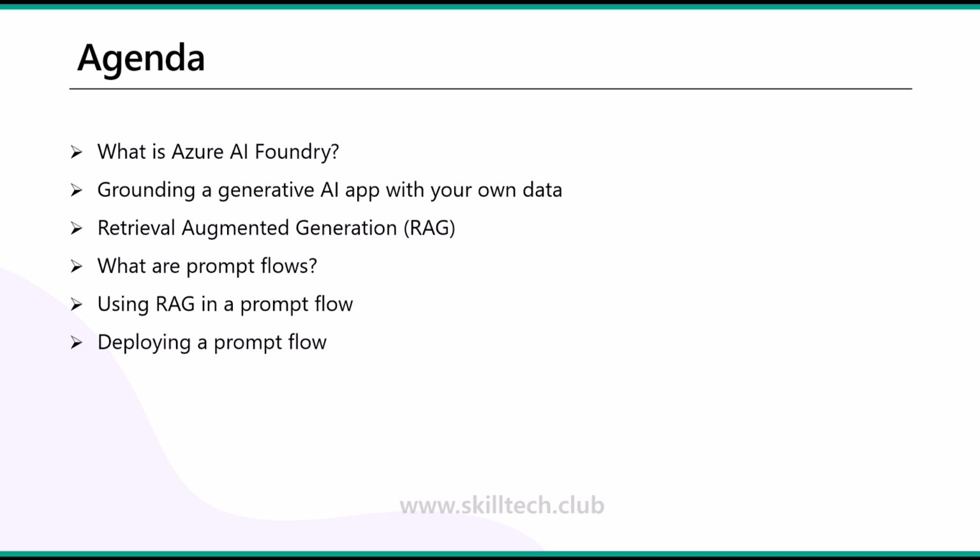After this, we will understand another important topic of Azure AI Foundry, which is known as prompt flows. Basically, these are workflows which are created with the help of your prompt-based logic. And after this, we are going to use retrieval augmented generation in prompt flow. So basically, we will combine RAG and prompt flow, and that is what we are going to discuss. Finally, the last topic of this module will be deploying a prompt flow.